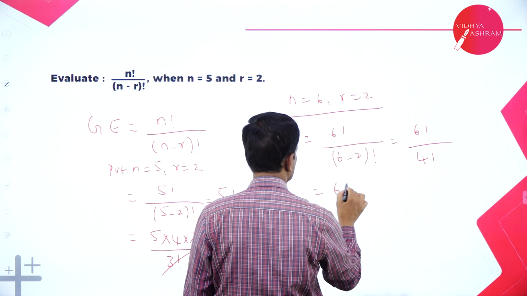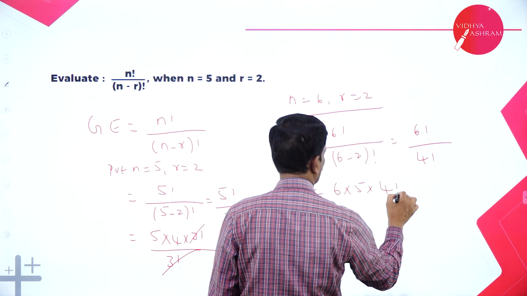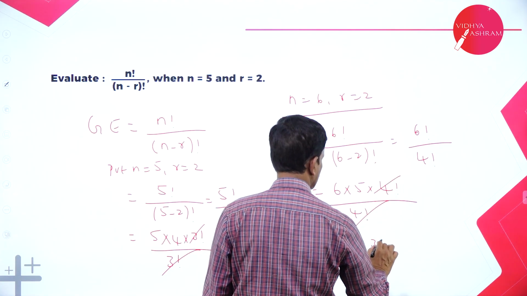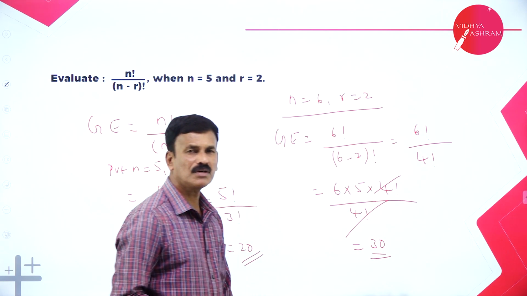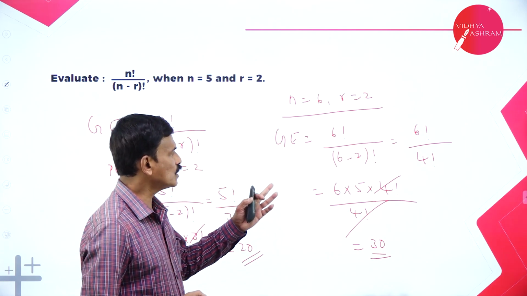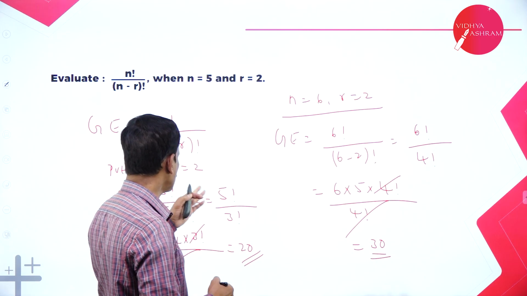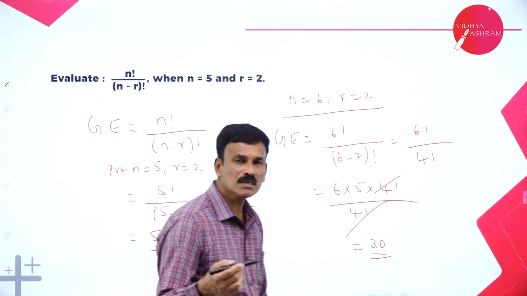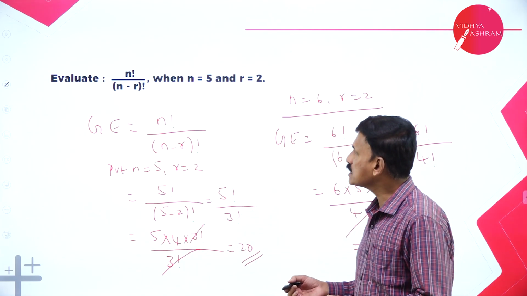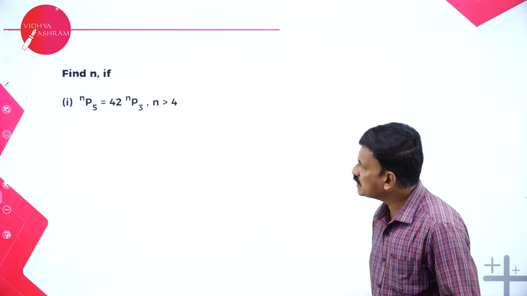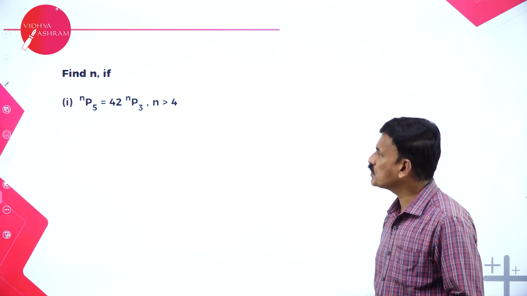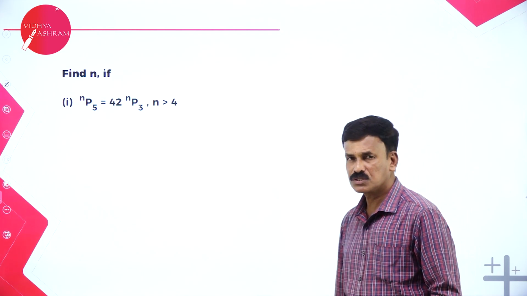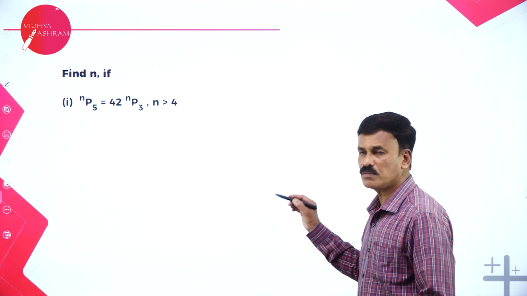So 6 factorial is 6 into 5 into 4 factorial divided by 4 factorial. These two get cancelled. 6 5s are 30. That's it. The simplified answer is 30. So 6 factorial by 4 factorial is 30. Here 5 factorial by 3 factorial is equal to 20. Like this, we are going to simplify this problem. Now another set of problems. Find n if nP5 is equal to 42 times nP3, where n is greater than 4. So, you know the formula for nPr.